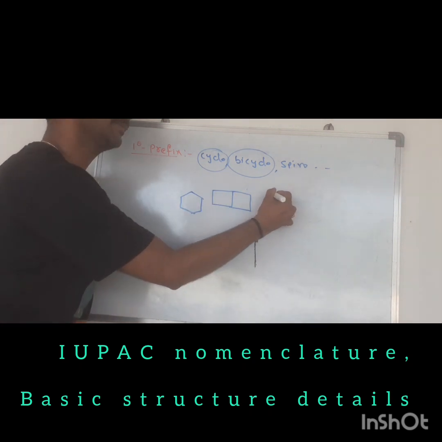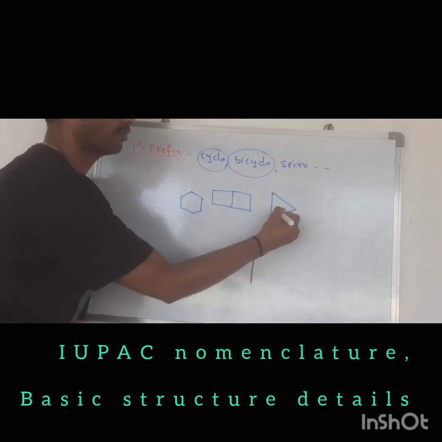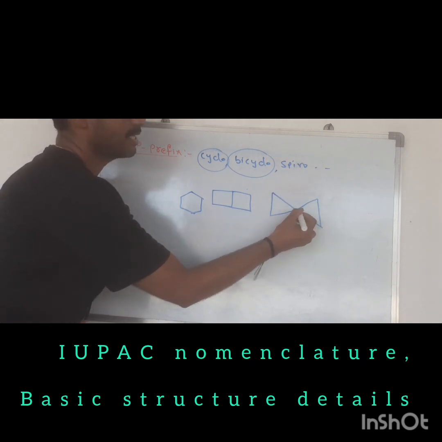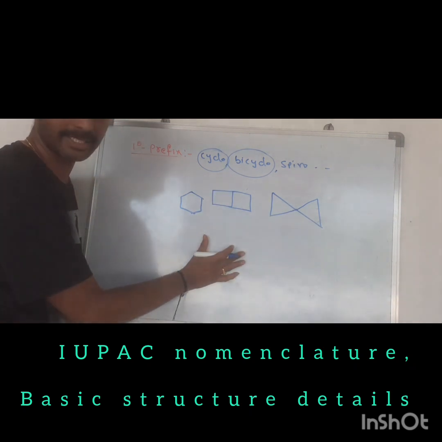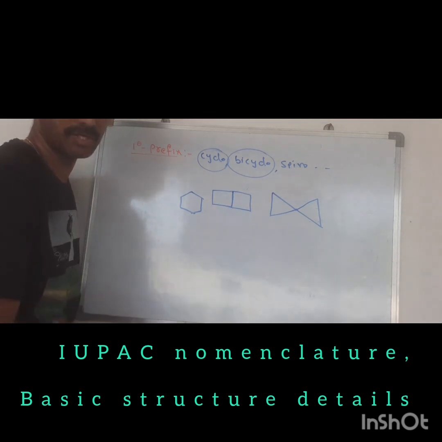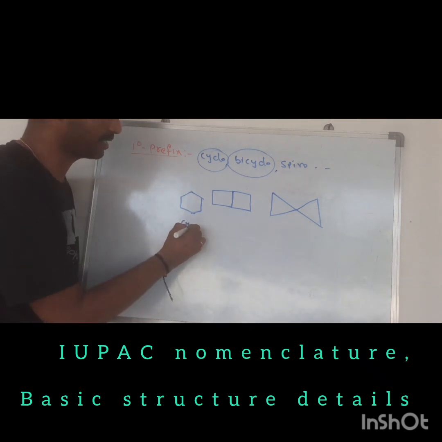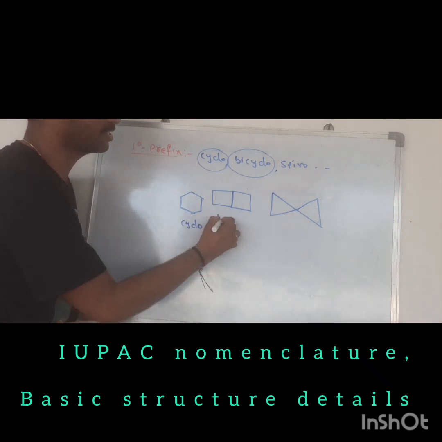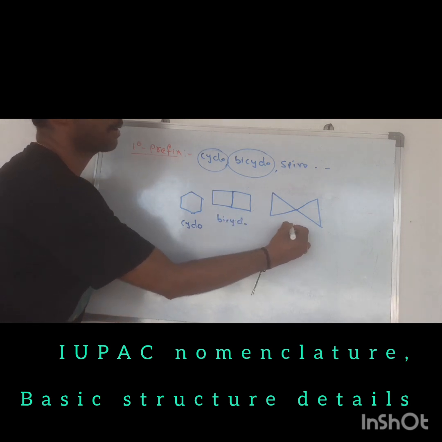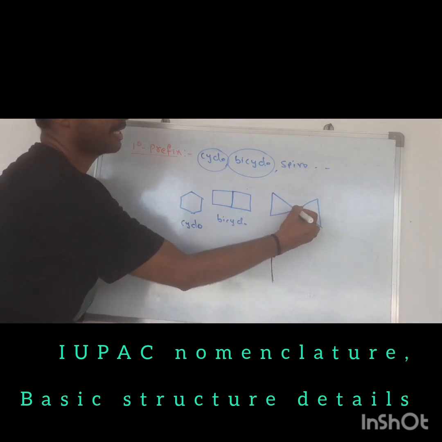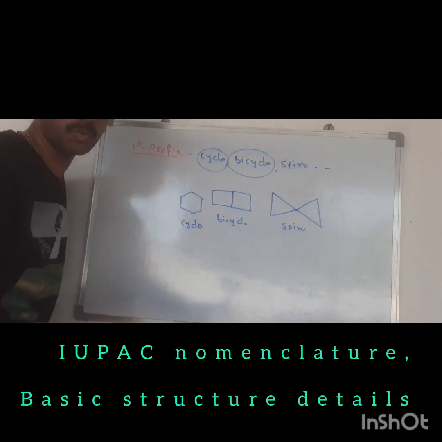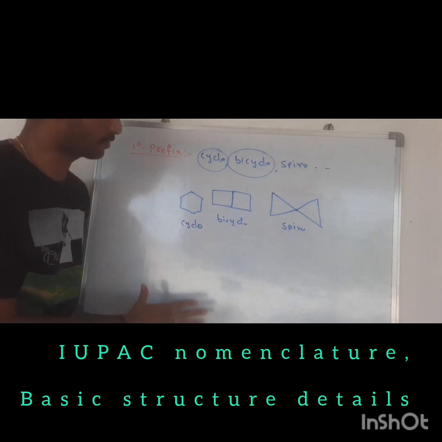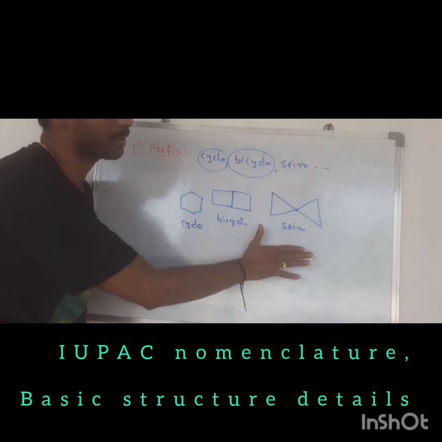Spiro compounds mean the same, this is also a combination of rings, combined with the help of a single carbon. This is called a fused ring. Here two cycles are connected with a bond or more than one carbon, more than two carbons, so that is called bicyclo. This is simply cyclo. We use the word cyclo. For this use the word bicyclo. For this use spiro, meaning the two rings are connected by a single carbon. So these are the primary prefixes. Primary prefixes are meant only for alicyclic compounds, that is cyclo compounds, bicyclic compounds, spiro compounds.